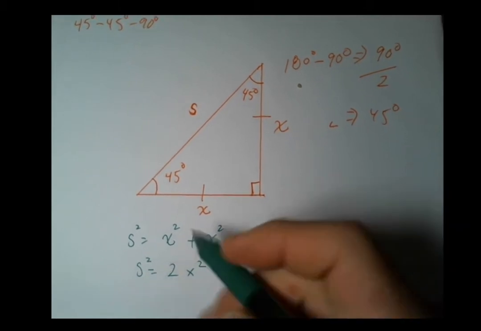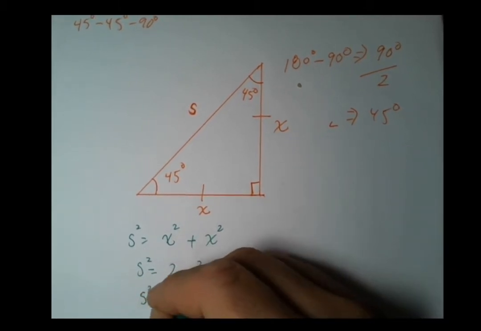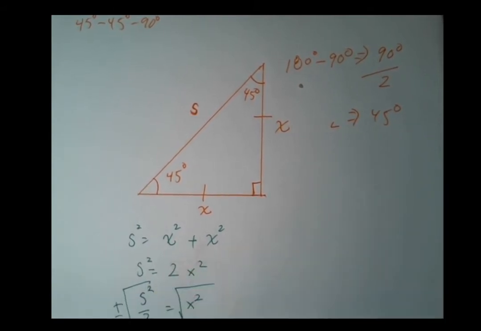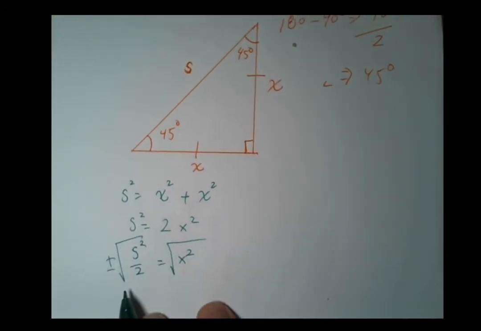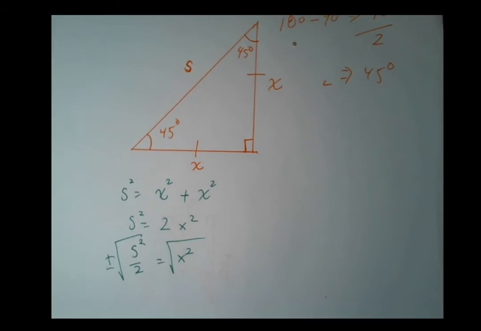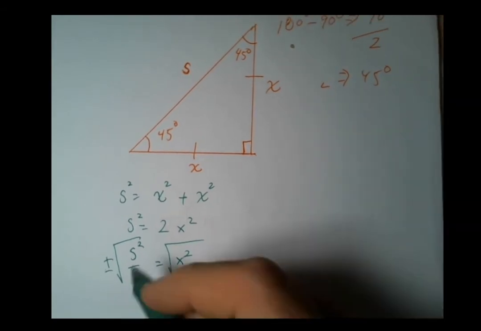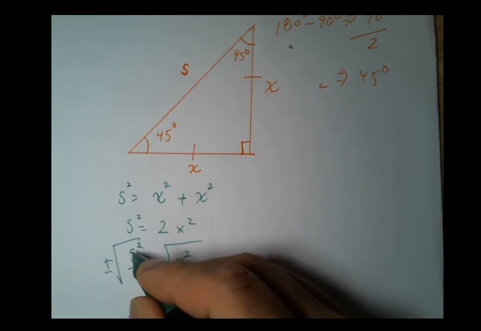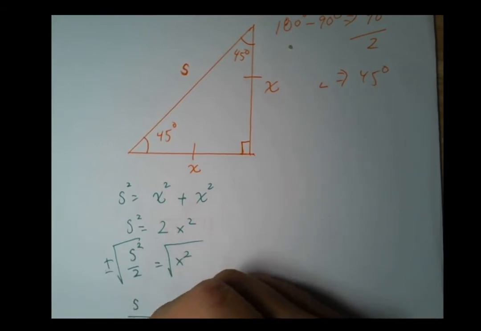All right, and then I'll solve for x by dividing by 2. Take the square root. And again, taking the square root of a square, we always use plus minus, but in this context we're talking about a length, so it'll be the plus. All right, and taking the square root of each one individually, the root of s squared is s, and the root of 2 is root 2.